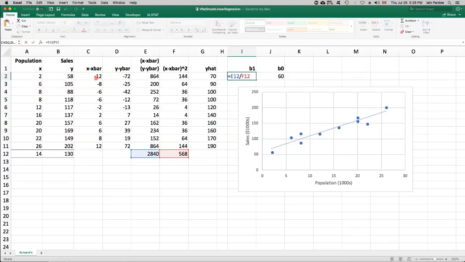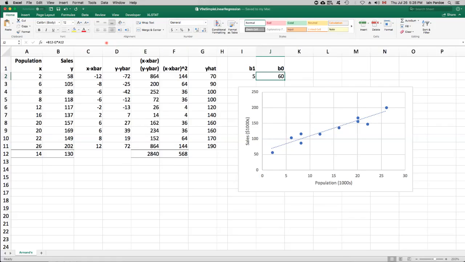If we multiply those two values together for each sample observation, we get x minus x bar times y minus y bar. That's these numbers. If we sum those, we get the numerator of this fraction, which is going to calculate B1 for us. In the denominator, we get this value here, 568, which is the sum of x minus x bar squared. So minus 12 squared is 144, minus 8 squared is 64, and so on. If we add those up, we get 568, and that goes in the denominator. In this example, that comes to 5.